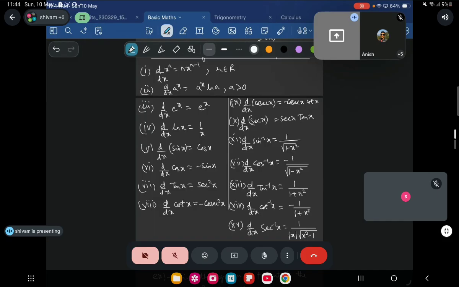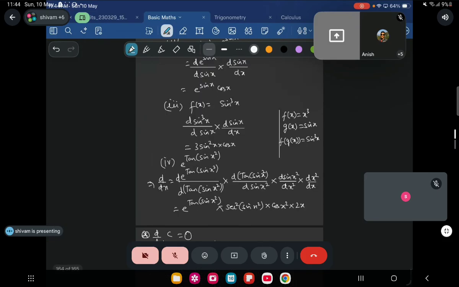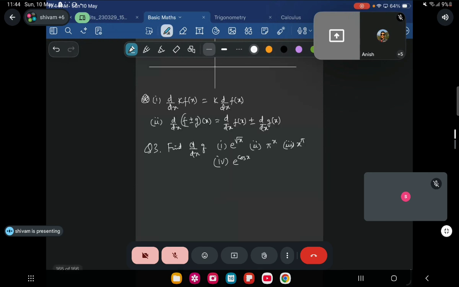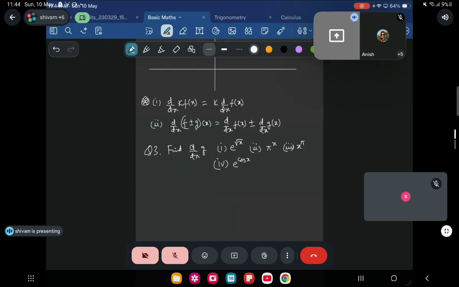We will differentiate with respect to root x, so it will be standard form. Convert it into standard form. Okay, let us start. Pay attention. e to the power root x. So we have to convert it into standard form.